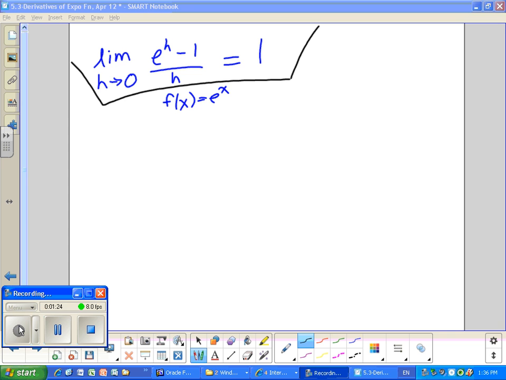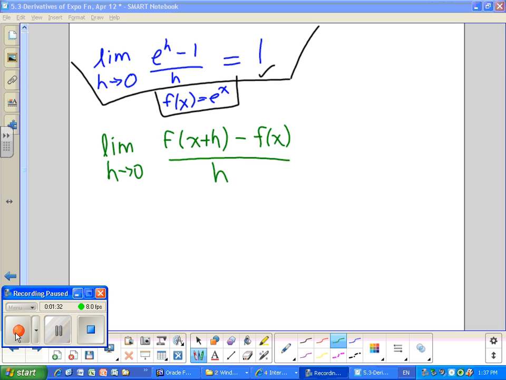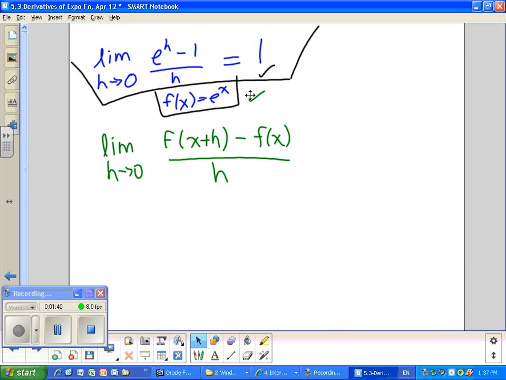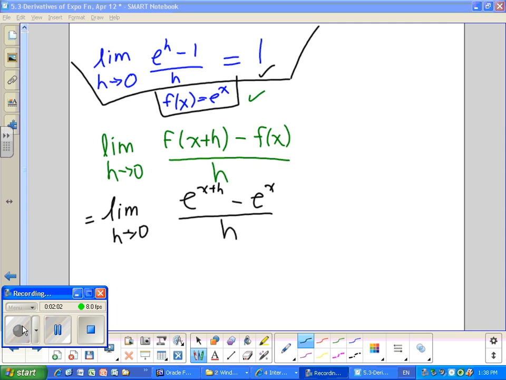So given this equaling 1, let's do the derivative using first principles for that f of x. Okay, so if that is your equation for the derivative using first principles, let's sub in our function, e to the x. We still have the limit as h goes to 0. F of x plus h, so instead of x, it now has to be x plus h. So we have e to the x plus h minus our f of x, which is e to the x, all over h. Now let's look at this.